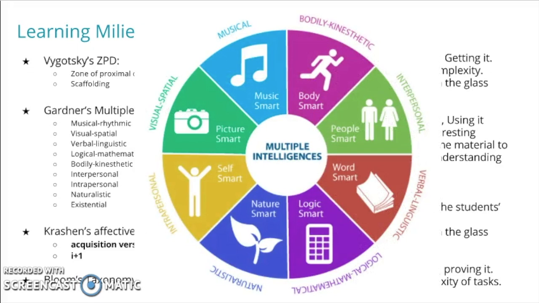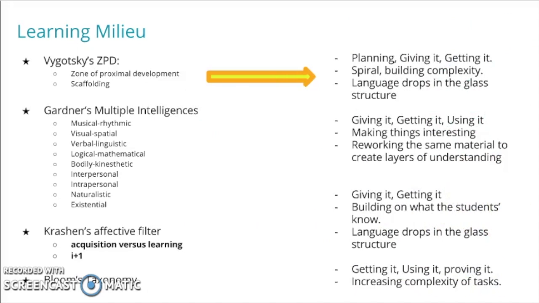Here we have the multiple intelligences: musical, bodily, kinesthetic, interpersonal, verbal, linguistic, logical, mathematical, naturalistic, intrapersonal, visual, spatial, and musical. Now this has actually been debunked that people's brains only work in a certain way. However, I like to use it in the Giving It, Getting It, and Using It to make things interesting for my students. Students might be able to learn every way if they apply themselves, but that doesn't mean they will if they're not interested. So I like to keep things different. I like to shake things up, make it universal, so that no matter what, students are going to find a way to understand the content.